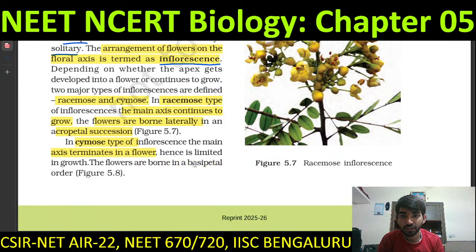The flowers are born in a basipetal order, and the growth is limited here because the bud which was at the top has stopped growing. So that is why this is a different kind of inflorescence.